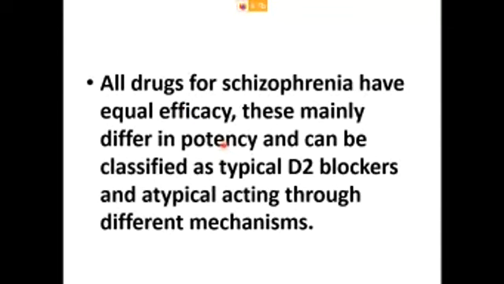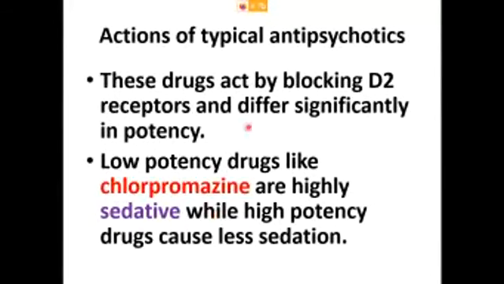That's why in the first generation we have low potency, mid potency, and high potency. And all these drugs have equal efficacy. They can be classified as typical D2 blockers and atypical, acting through different mechanisms. So typical drugs like haloperidol block dopamine receptors in the mesolimbic system. And atypical drugs act through different mechanisms like 5-HT2 antagonism and 5-HT1A agonism. So now I am going to talk about only the typical antipsychotics.